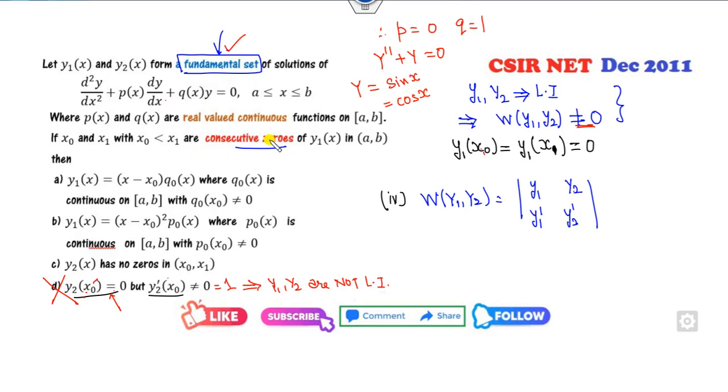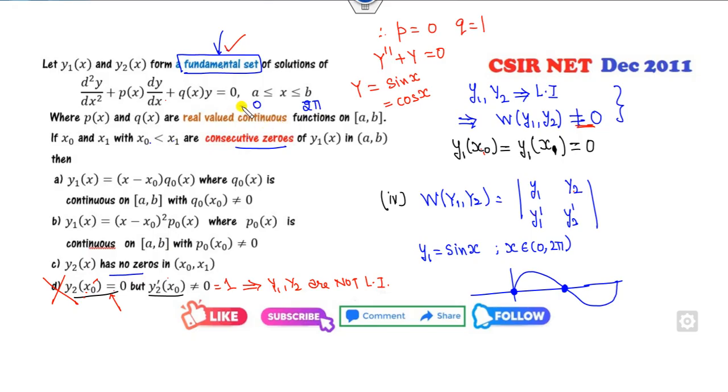So I can choose any two consecutive 0. A I can consider as a 0, this consider as a 2 pi. So y1 I can consider as sin x over the domain 0 to 2 pi. So you can see over the 0 to 2 pi, this is the graph. Fine. x0 and x1 are the consecutive zeros. This is my x0, this is my x1. y2 has no 0. Can you say y2 has no 0? Okay, this example is fine.